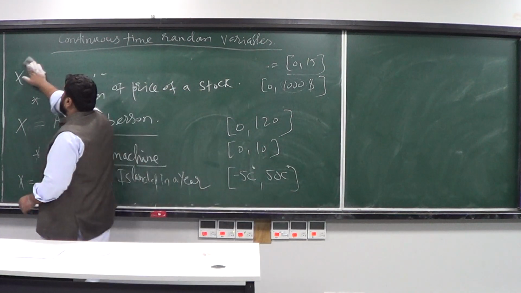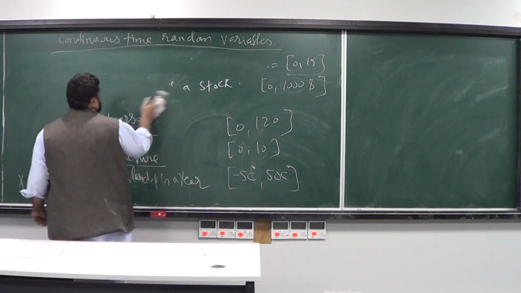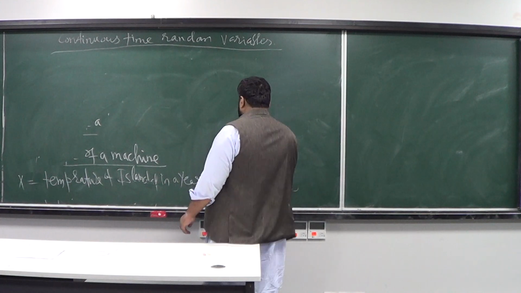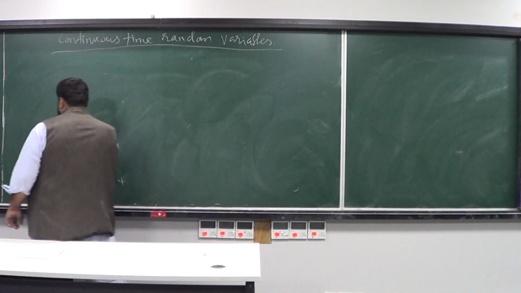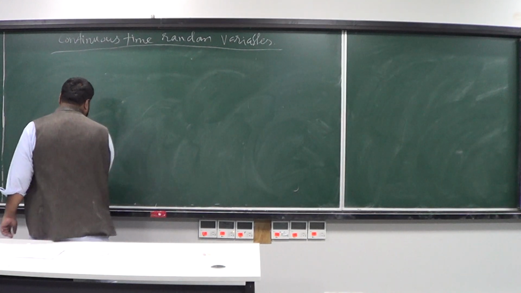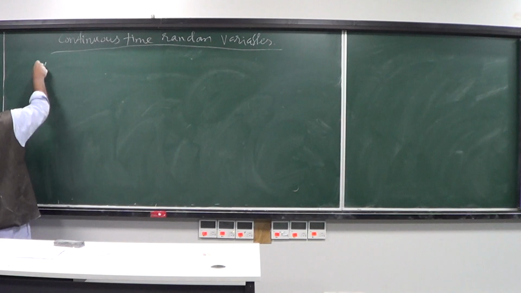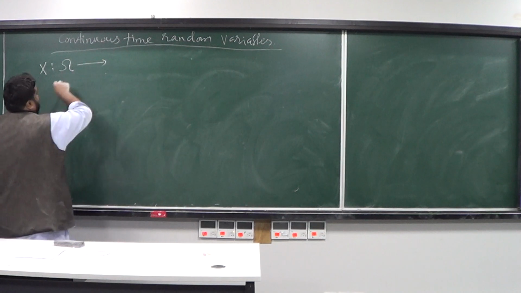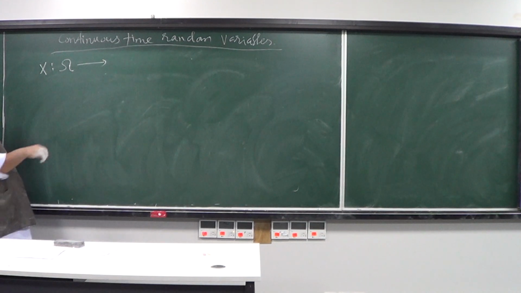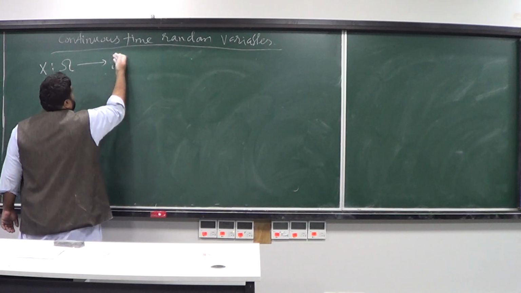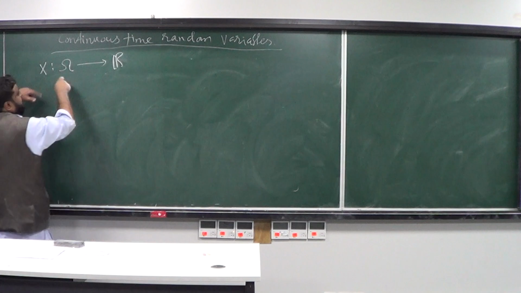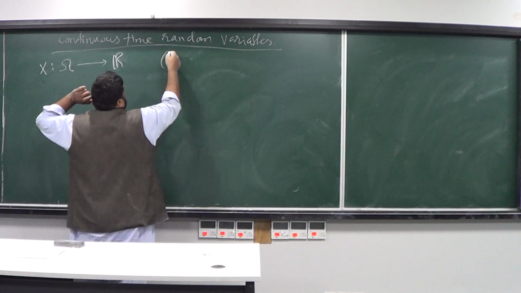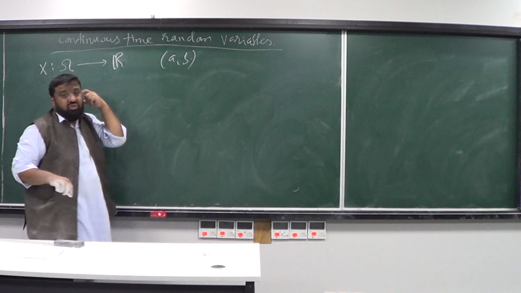So let's do next what? Let's build some theory. What would be a continuous time random variable? A continuous time random variable is going to be a random variable that is a map from omega into R, but now x does not take discrete values, it takes values in an interval, a to b, where a and b could be anything.